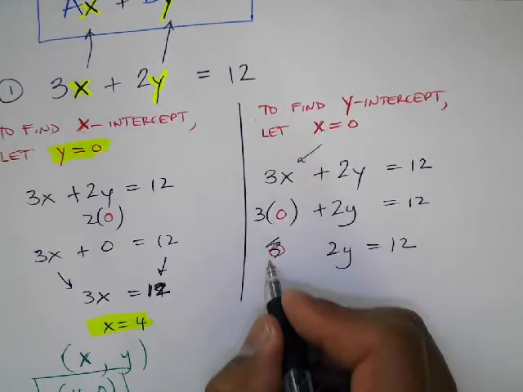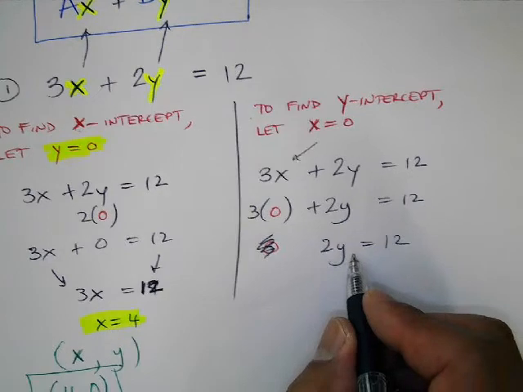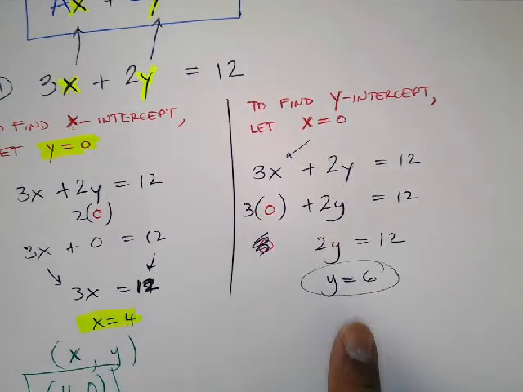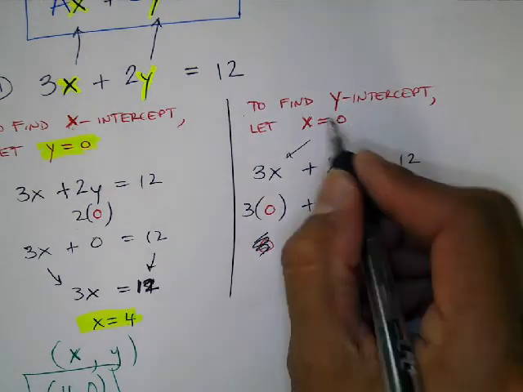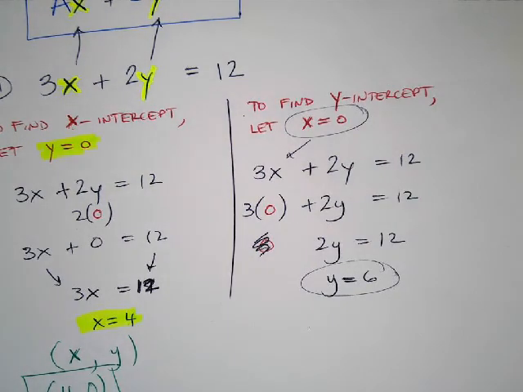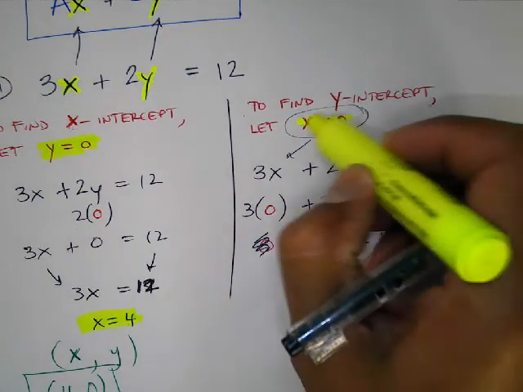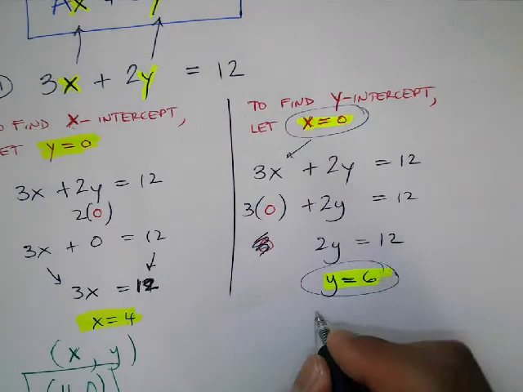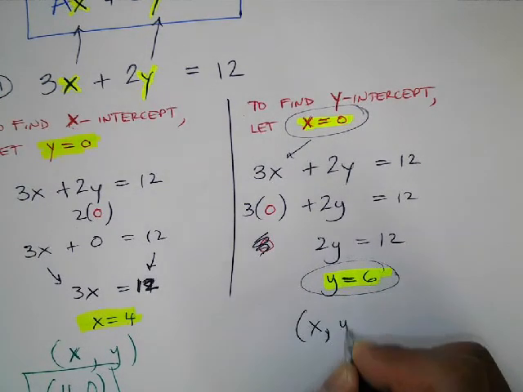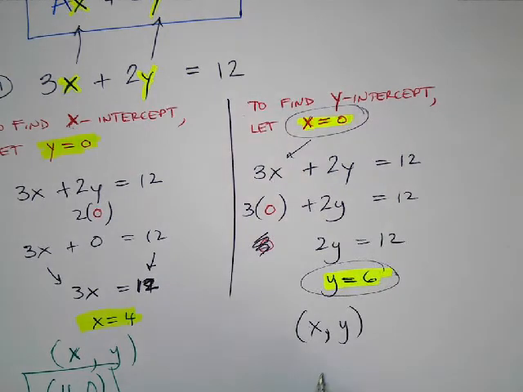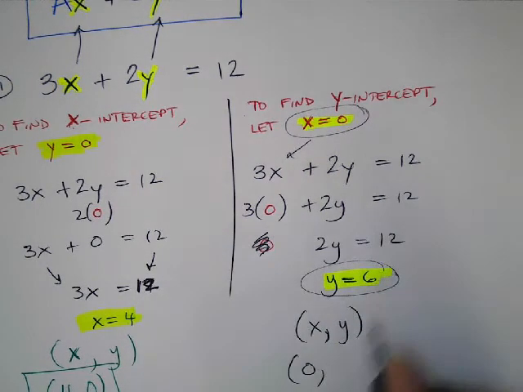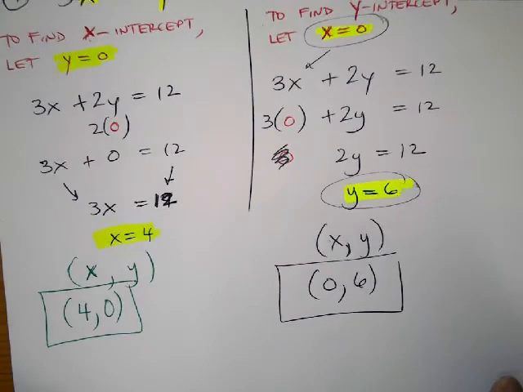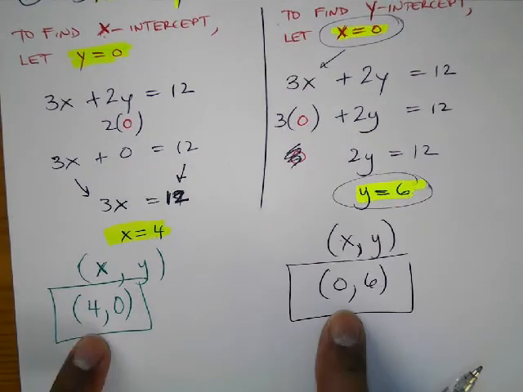So you're pretty much left with just solving this. 2y equals 12. Divide by 2, divide by 2. You're going to get y is equal to 6. So I got y is equal to 6 when I let what? x equals 0. There's your coordinate for the y-intercept. You let x equal 0 and you got y equals 6. So how do you write a coordinate? First the x, then the y. So that's going to be first the x is 0, and the y is what? 6.